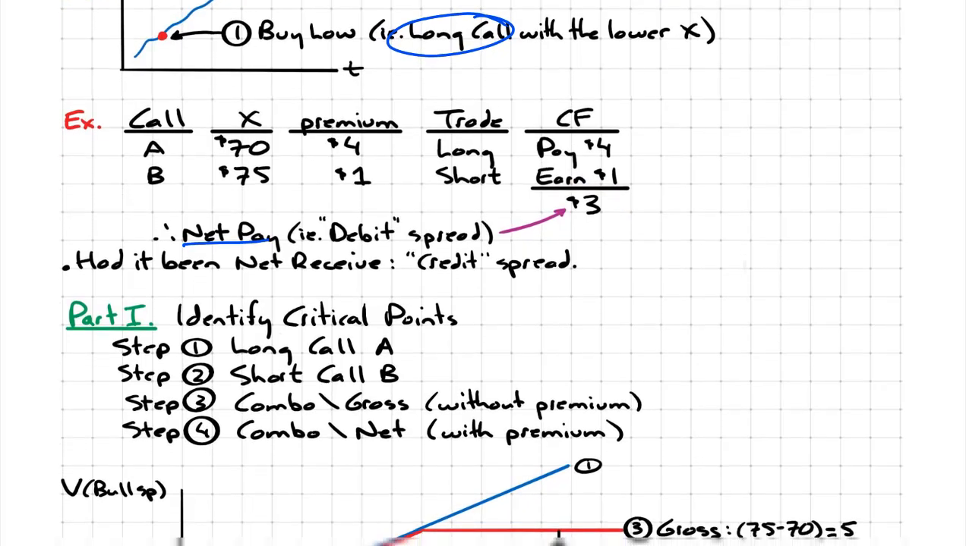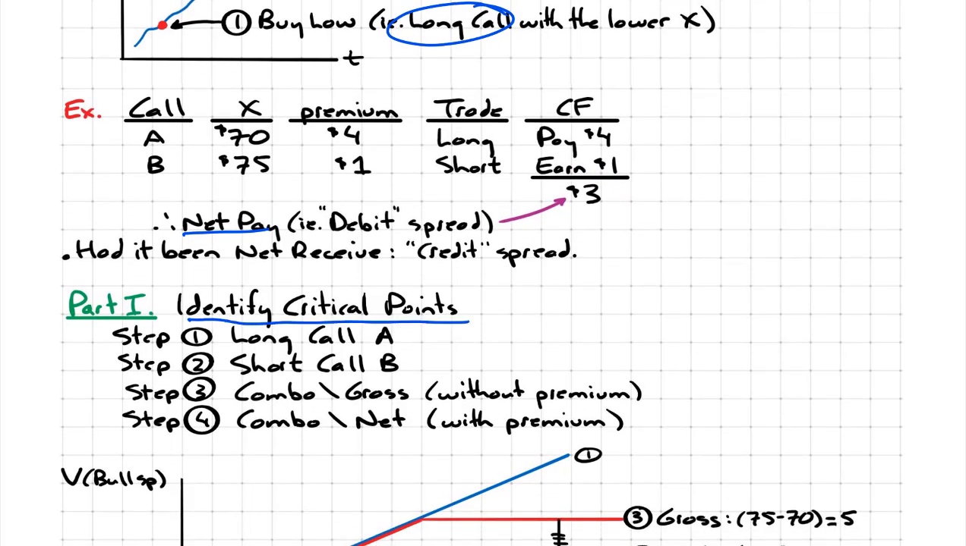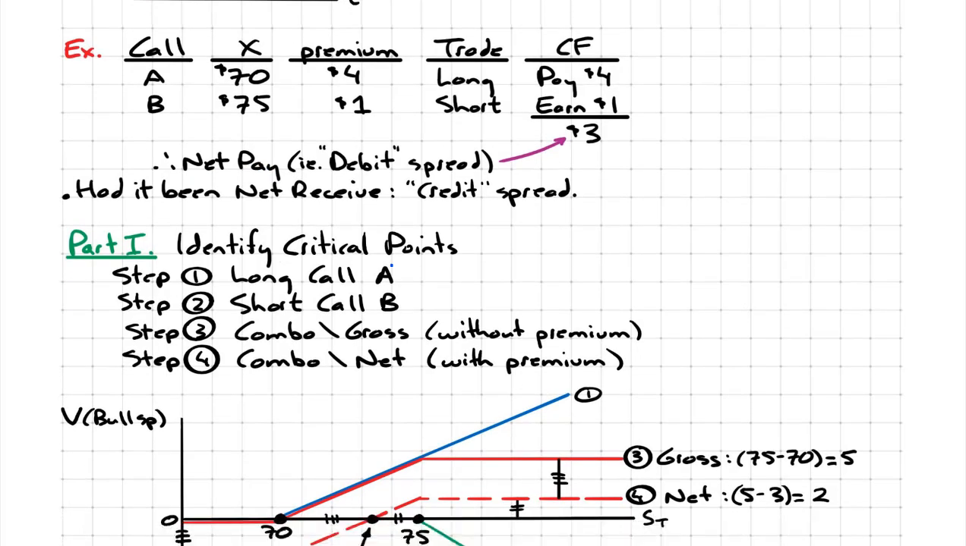In part one, what we want to do is identify the critical points in this strategy. There are three critical points. What's the most we can make? What's the most we can lose? And what's the break-even price? The way I approach this is a step-by-step, ground-up philosophy. So we're going to look at the profile for each individual component.